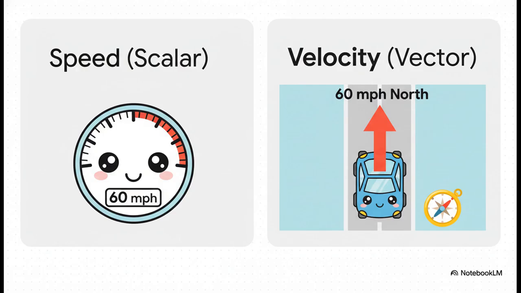Velocity, though, is our vector. It's the rate of change of your displacement. So it tells you not just how fast, but also in what direction. 60 miles per hour north. And here's the thing, that means if you're driving in a circle at a constant speed, your speed isn't changing, but your velocity is constantly changing because your direction is always changing.